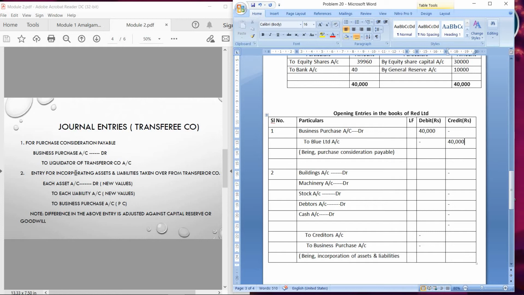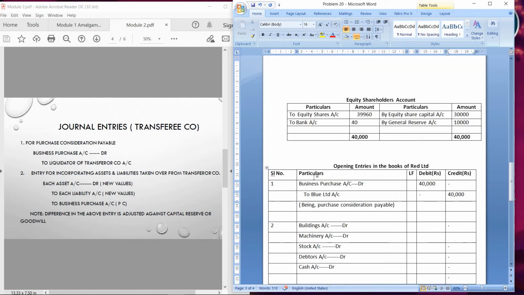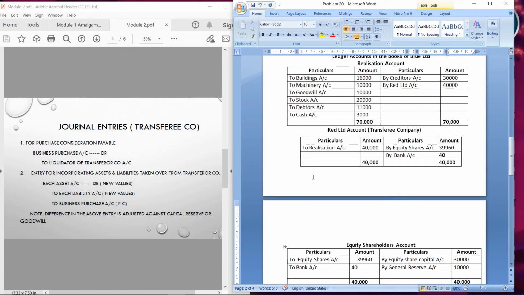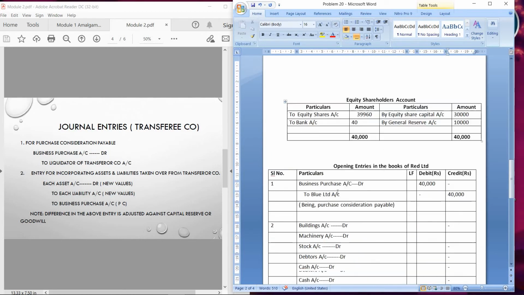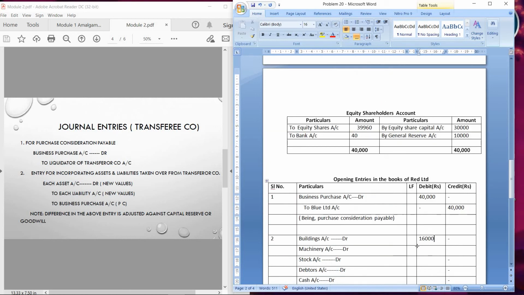Now the next entry is for incorporating the assets and liabilities that are taken over from transferor company. Entries like this: each asset account debit to each liability account to business purchase account. So we have to transfer all the assets and liabilities. So first is buildings account debit. Amount of buildings is 16,000. Next, machinery account debit, that is 10,000.